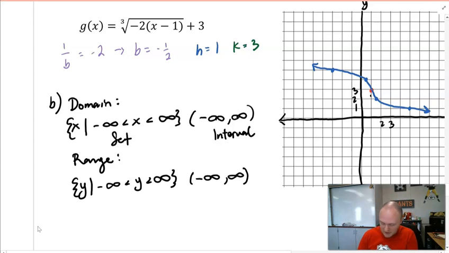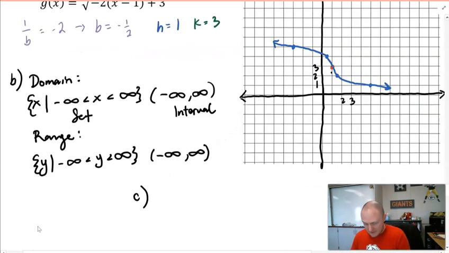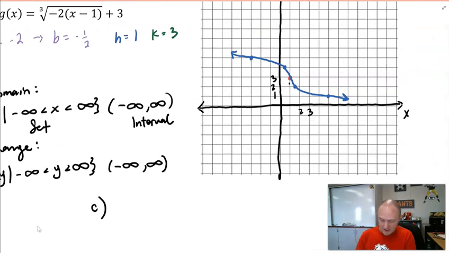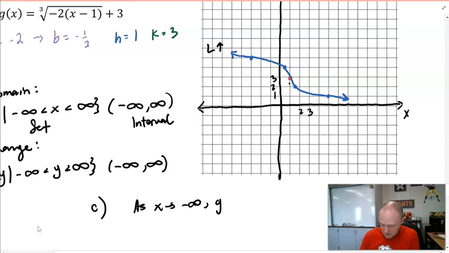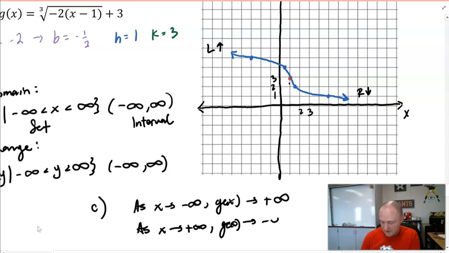Okay, last part, part C. What is the end behavior of this function? So again, just using the quick annotations, this is going to the left and it's going up. So that's as x goes to negative infinity. What is our function g of x doing? It is increasing towards positive infinity. And then over here, this function is going to the right and it's going down. So that is as x approaches positive infinity, g of x approaches negative infinity. All right, that is it for that example.